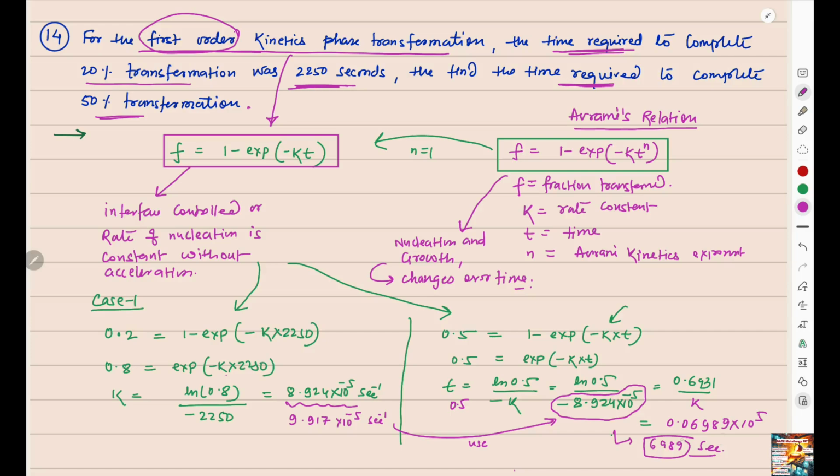There may be variation in the answers due to the time taken for 20% transformation, because some students say that this is 2231 and some students say that it is 2500 also. So that will vary according to the answer, but overall the process remains the same. So now we will move to the next question.